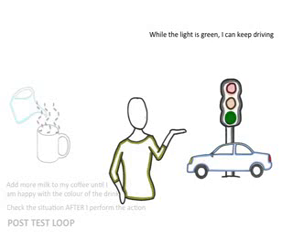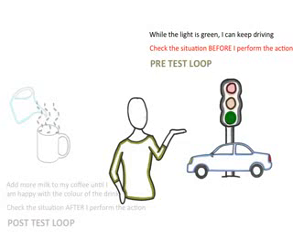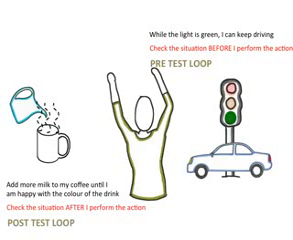In the other example, while the light is green, I can keep driving. This means that I check the situation before I perform the action, because I check the lights before I change or modify my driving. This is called a pre-test loop. Today we are going to learn about both post and pre-test loops.